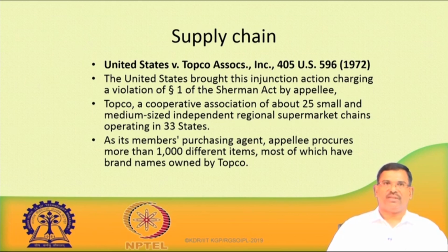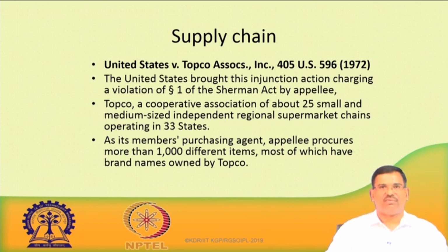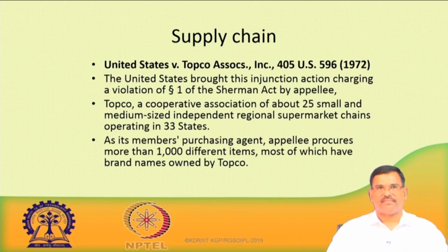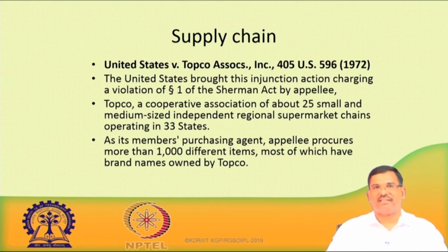So, if we look into the United States, we can find a big supply chain, big stores, whether it is Walmart or Spencer or KFC or other marts which we can find in the United States. In this supply chain case, the United States versus Topco Associations Inc. in 1972, here we can see an association of dealers, Topco Associations, it is a brand name, a cooperative association of 25 small and medium sized independent regional supermarket chains operating in 33 states of the United States.